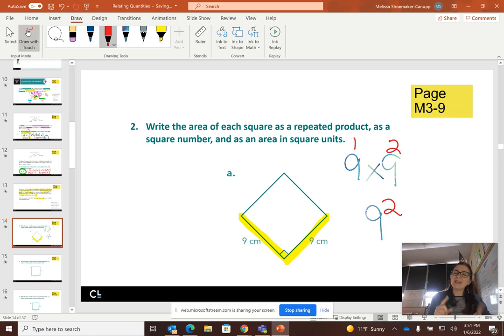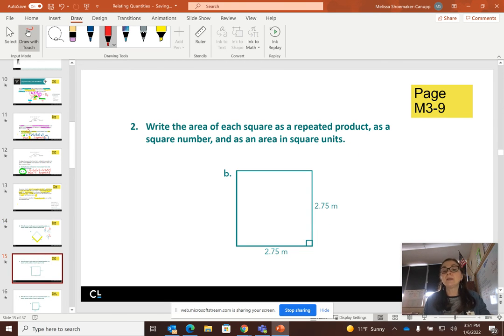Okay, now rewind and listen to that again if that didn't make sense. The length of the side is going to be the base. The power, or the exponent, will be how many times do we have to multiply that times each other to get the area? Well, that's going to be twice. We take 9 times 9. That's 2 9s. Okay, so what I want you to do is try B by yourself.